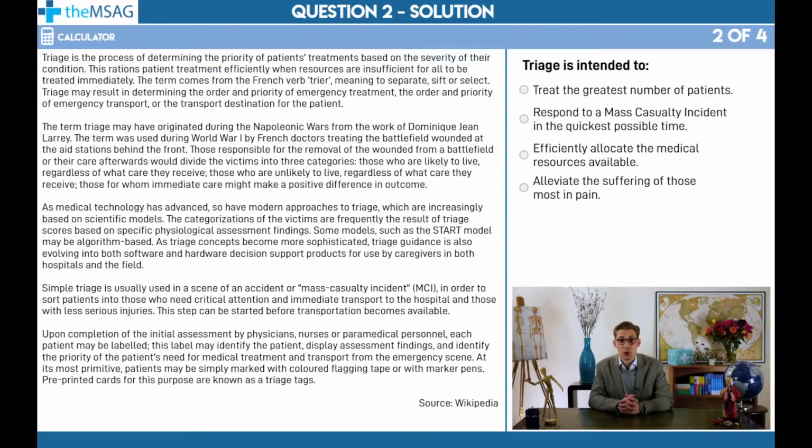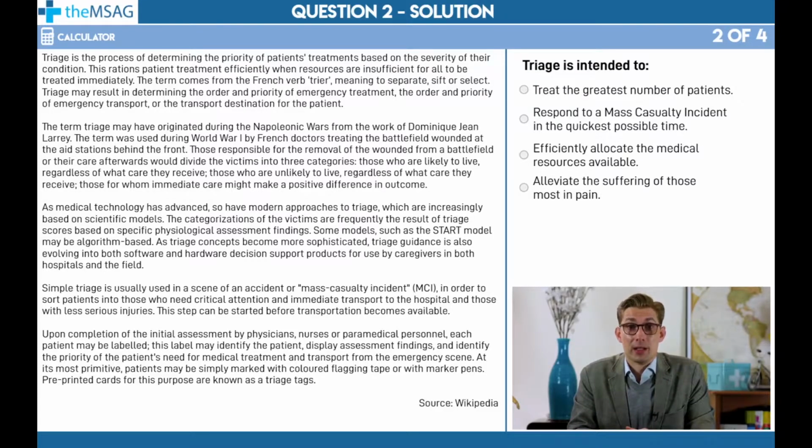Option A states that triage intends to treat the greatest number of patients. While we can assume that every clinician will surely want to alleviate the suffering of the greatest number of patients, the passage does not state this as the intention of triage. Triage is about deciding which patients most need the medical resources available, rather than maximising how many patients are treated.